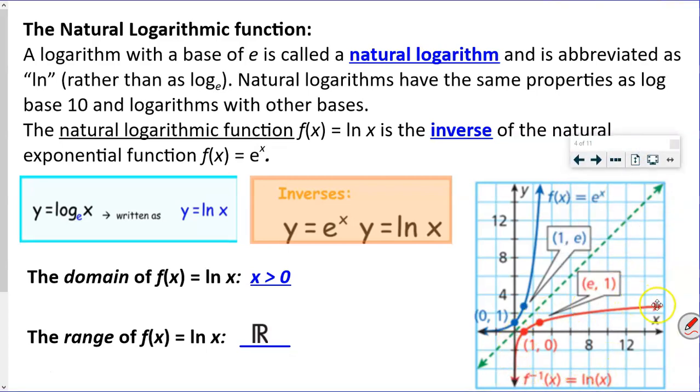So the red one down here is ln of x. When we do this, notice again that this is our asymptote, and now it is the y-axis. So that's why our domain for f of x equal to ln of x is x greater than 0, because that is our asymptote, and it's never going to reach that. And then the range, notice this graph's going down and it's going up, up, up, right? So our range is going to be all real numbers, okay?